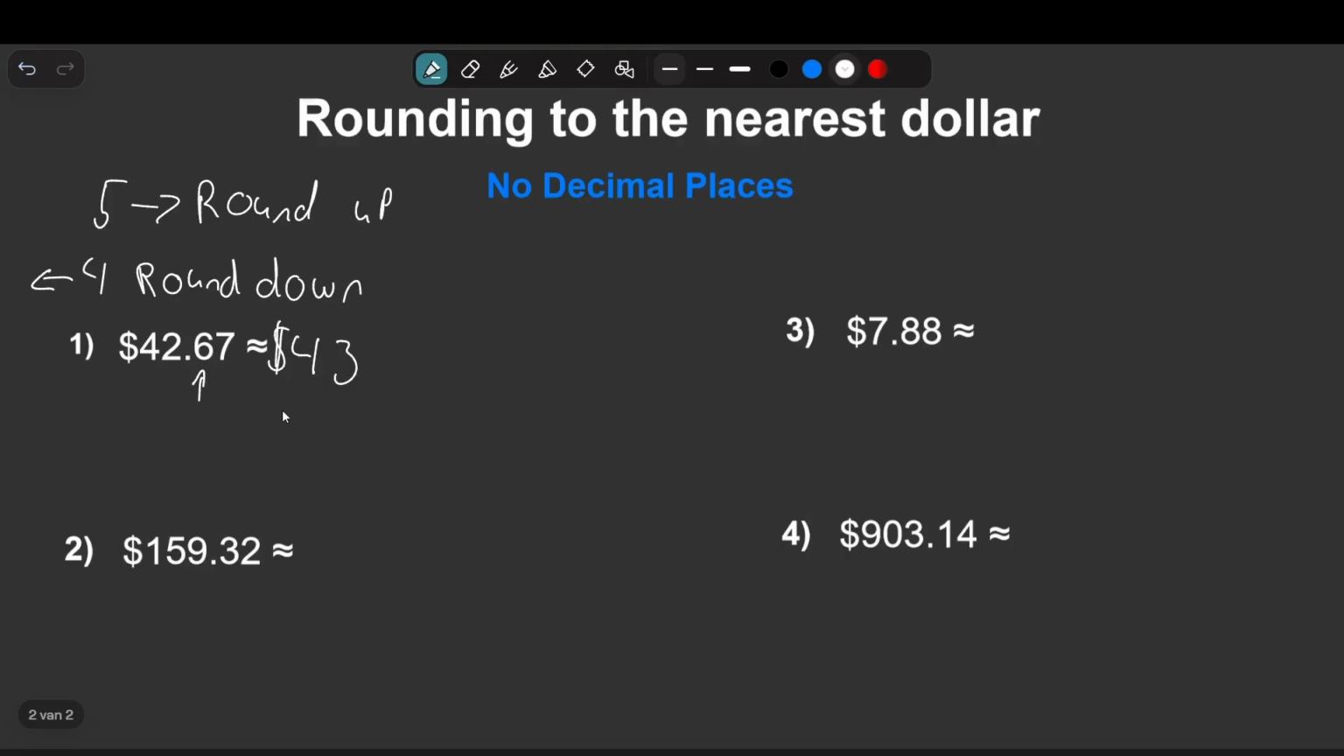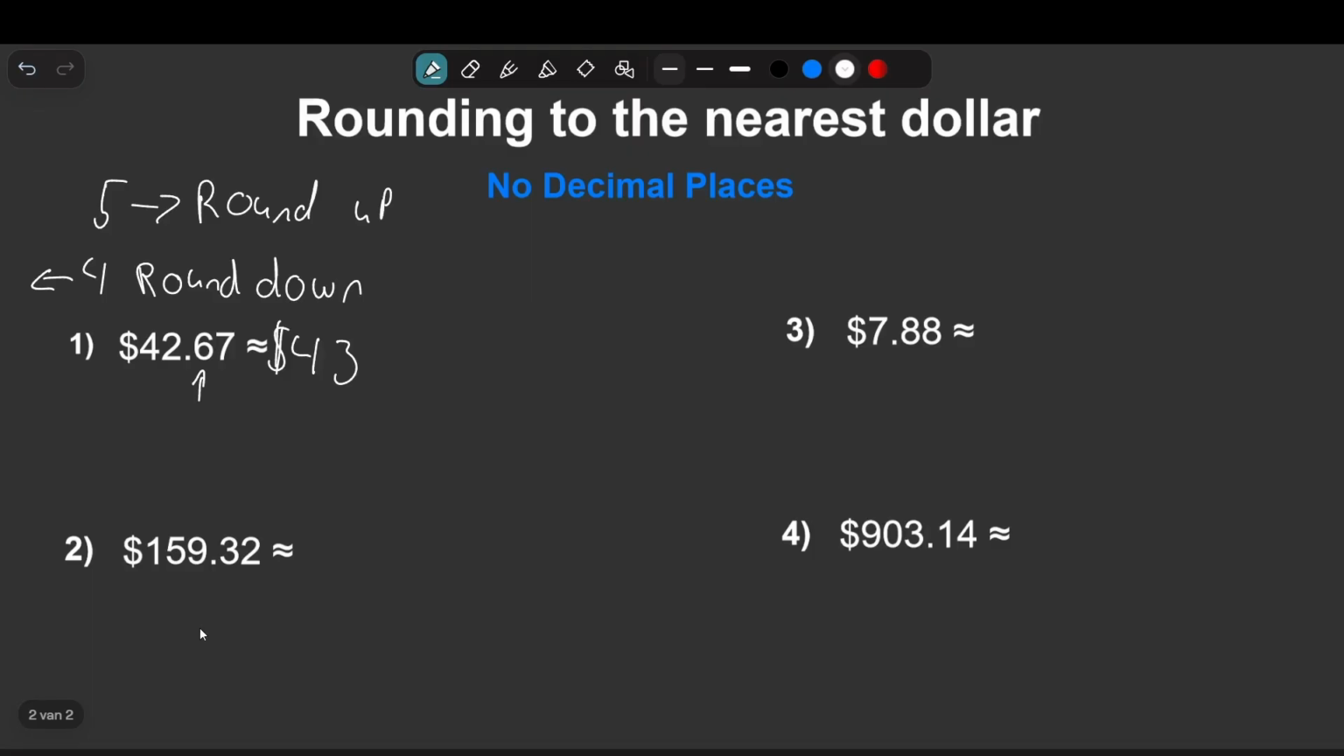So that was the first example. Now let's go to our second example. For our second example, we have $159.32. We look at our ones place and we see we have a 9. Of course we can round this down to an 8, or we can round this up to a 0, and this 5 becomes a 6. So we will get 160.